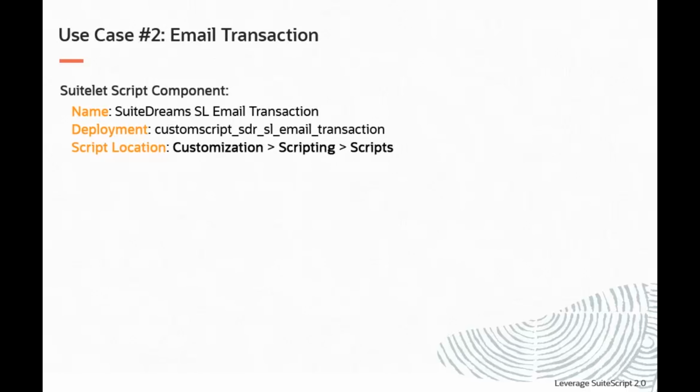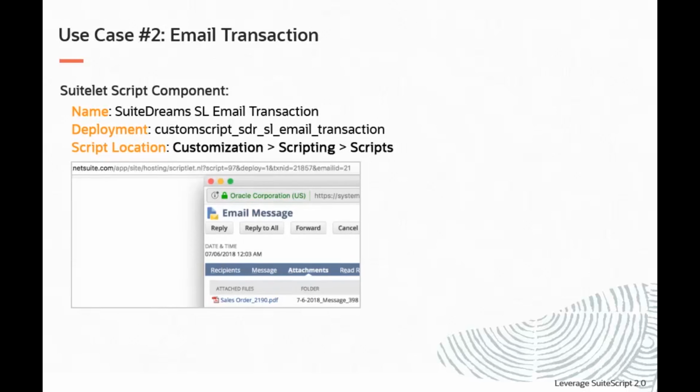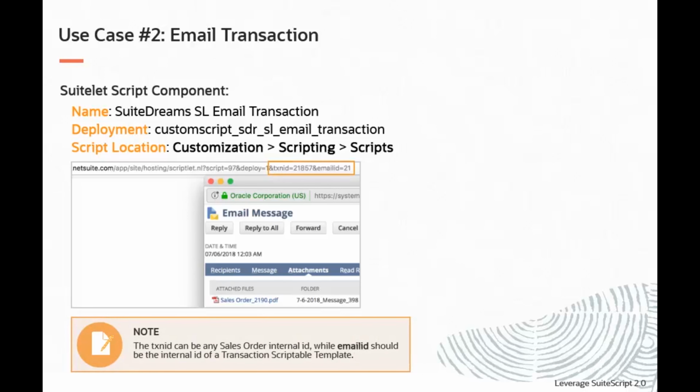Next up, this is also a Suitelet script which leverages scriptable templates in sending an email from a sales order. This replicates the process of opening the email message window from a sales order and clicking the merge and send button. Make sure to provide the two required parameters on the URL, which are the sales order ID and the template ID.